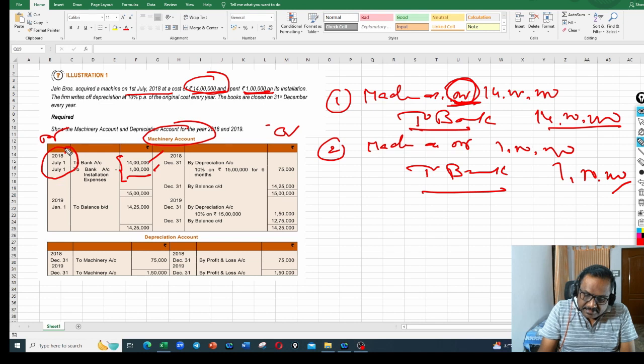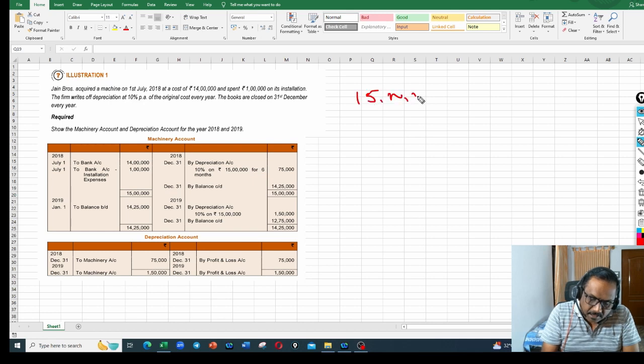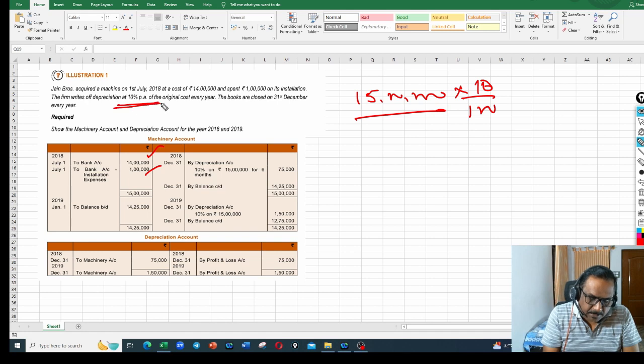Once the asset is purchased on 1st July, the assumption is that it has been installed and started being used from 1st July. Now we need to calculate the depreciation. The total asset value is 15 lakhs, 14 lakhs plus 1 lakh. They said 10% per annum on original cost. So the original cost is 15 lakhs into 10 by 100.